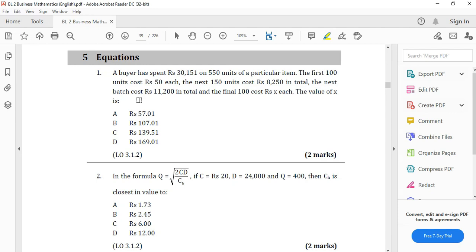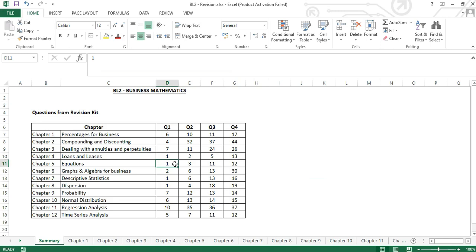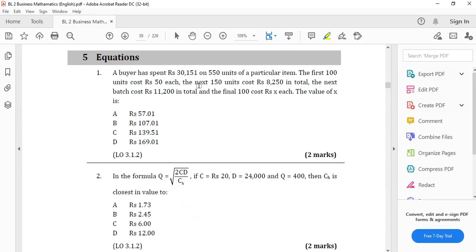Alright, let's look at the first question in equations, which is question number 1 in chapter 5. A buyer has spent 30,151 rupees on 550 units of a particular item. The first 100 units cost 50 rupees each. The next 150 units cost 8,250 in total. The next batch cost 11,200 in total, and the final 100 cost X rupees each. Find the value of X.